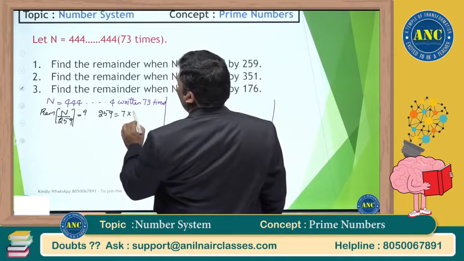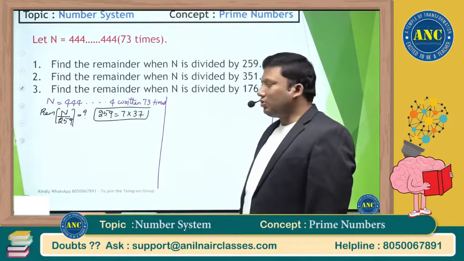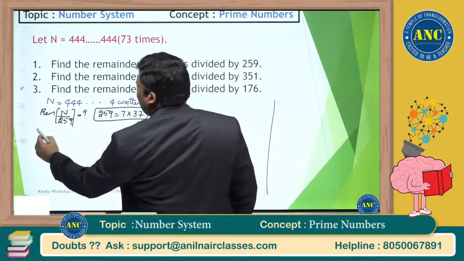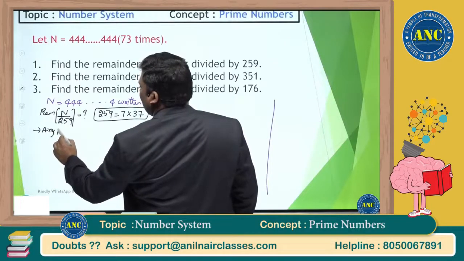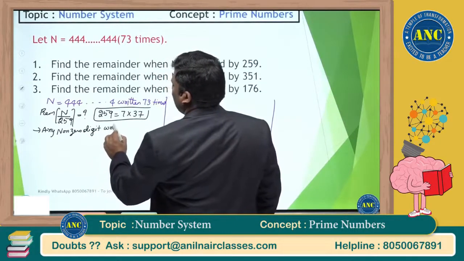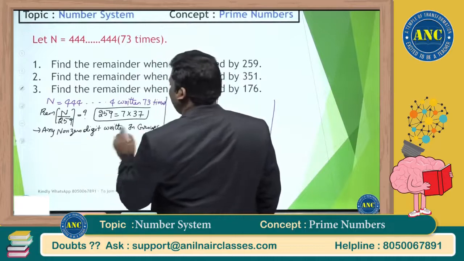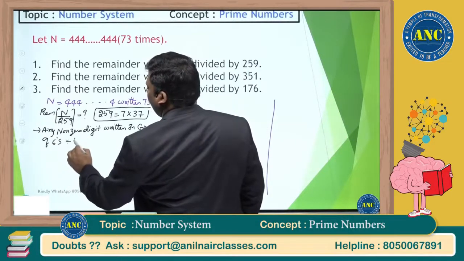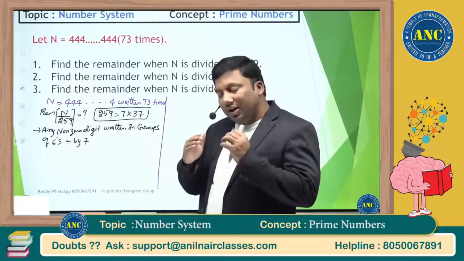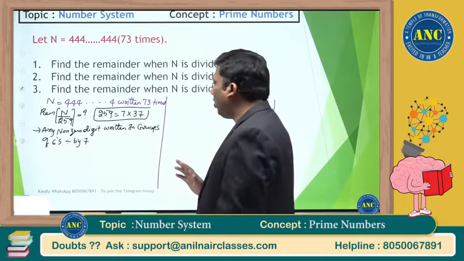259 is a composite number which is derived from 7 into 37. What are the concepts related to 7? Any non-zero digit written in groups of 6 is always divisible by 7. Yesterday we discussed the proof also. What is the divisibility rule of 7? If a non-zero digit is written in groups of 6, then it is always divisible by 7.